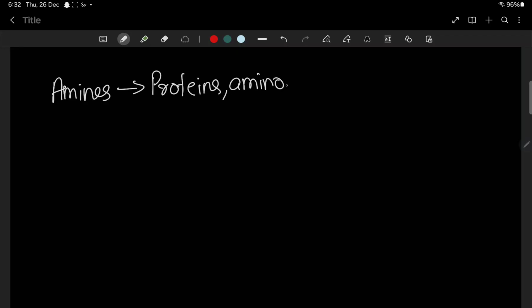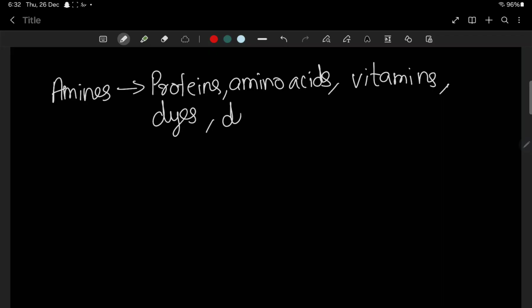So in the amines chapter, first page, in the first paragraph, many things are given. You know that amines are there in proteins. Amino acids have amine and COOH groups. So amino acids, vitamins, etc. And amines are also present in dyes. Dye means color dye. Then drugs, etc.